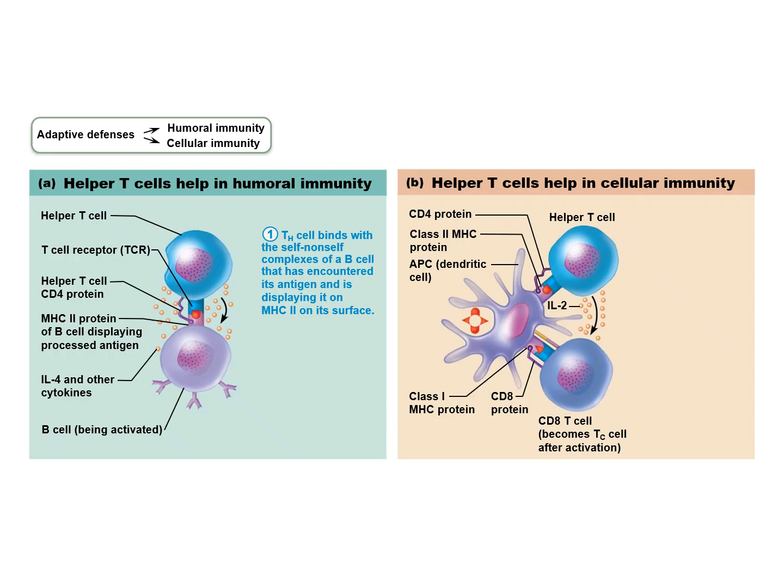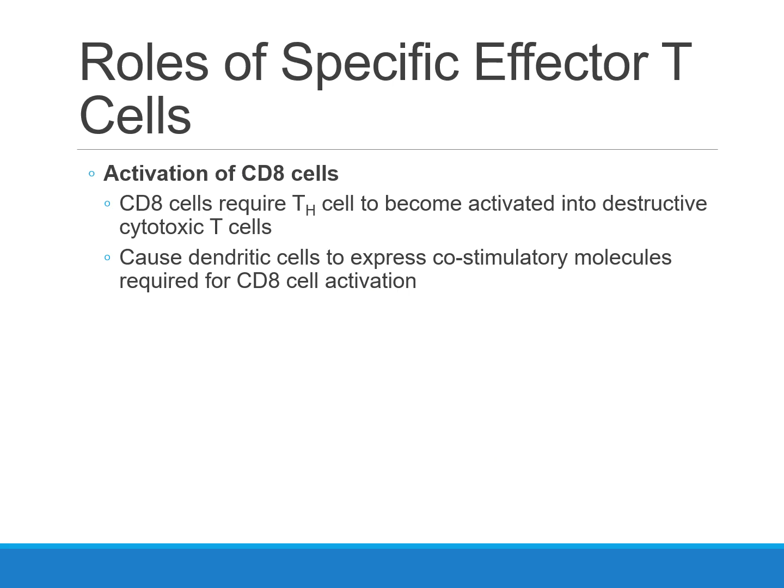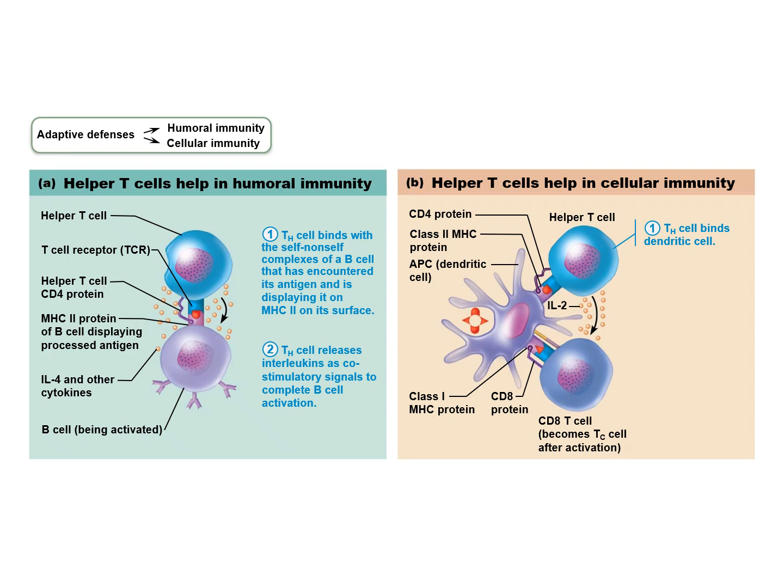So it's showing you that helper T cells help in humoral immunity, and they also help in cellular immunity. They also activate the CD8 cells. So CD8 cells require the helper T cells to become activated so they can become the very destructive cytotoxic T cells. They cause the dendritic cells to express co-stimulatory molecules that are required for their activation. So you can see there on the right-hand side how they're helping out.